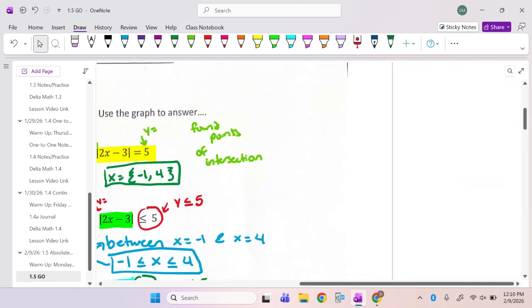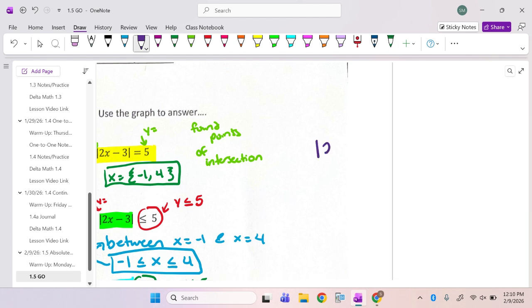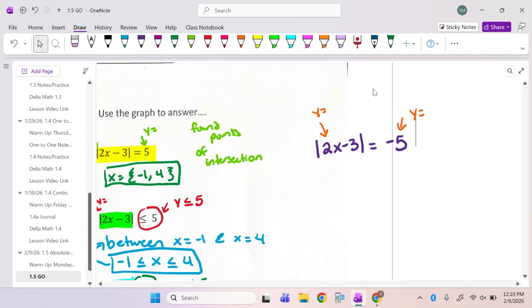What if I made a tiny adjustment to the equation? So, all right, all I did was change the 5 to a -5. All right, so what I want you to do is, real quick, keep the y equals of the absolute value, but then change it to be y equals -5. And see what happens in your graph.